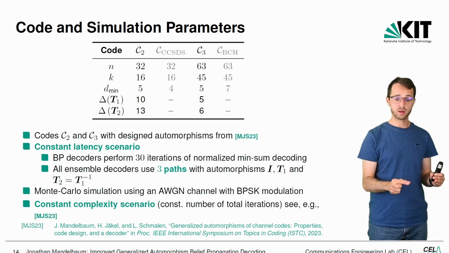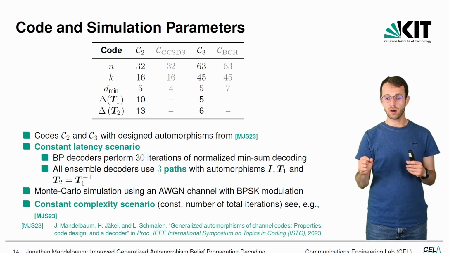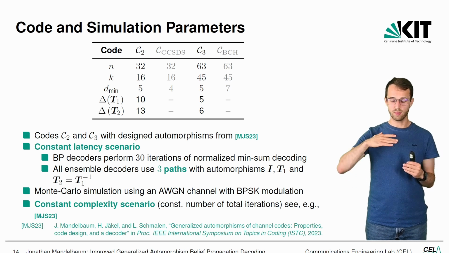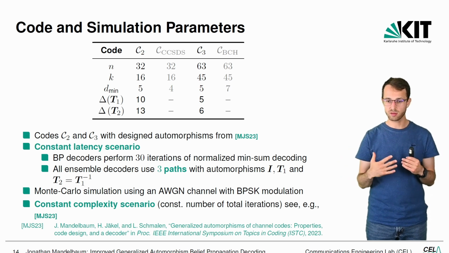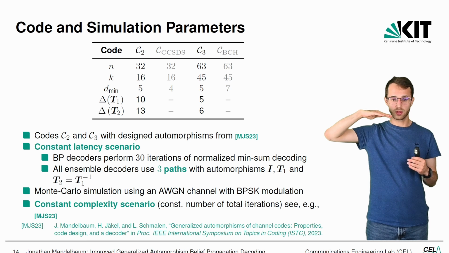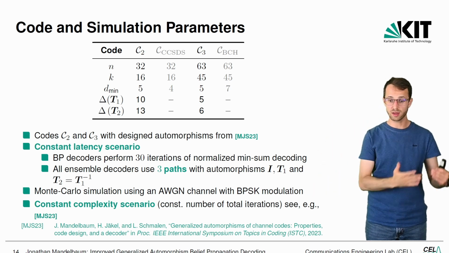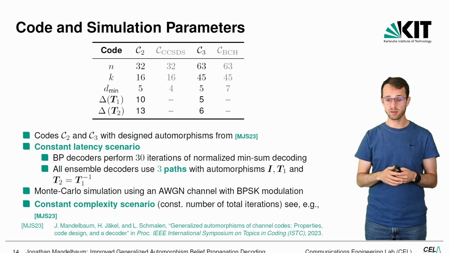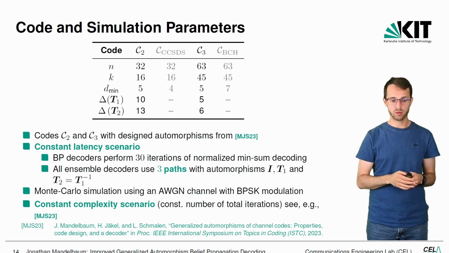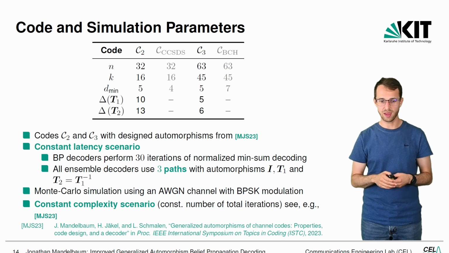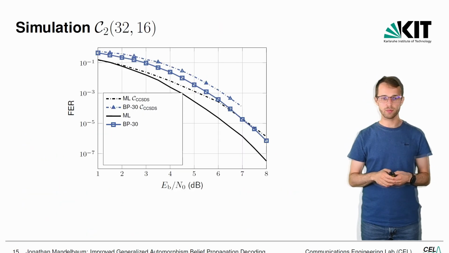There's also a constant complexity scenario where we have a fixed number of total iterations. So if we have 30 iterations to spend, we give each path 10 iterations, yielding a total number of 30 iterations in our paper and also in our previous work. However, here we will only consider the constant latency scenario now.